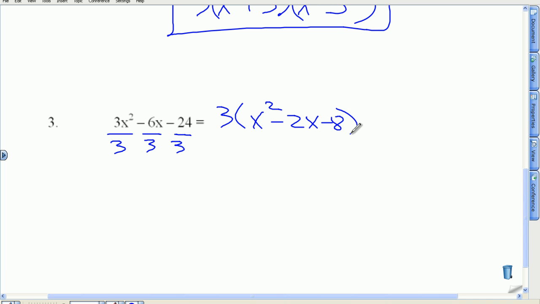Okay? So I got a trinomial here. I'm going to factor by grouping. So off on the side, I want factors of negative 8 that add to be negative 2. So let's see. Negative 4 times positive 2 is negative 8. Negative 4 plus positive 2 is negative 2. So I'm going to do this factoring by grouping that we've been doing for a while here. However, I'm going to keep that 3 out in front of the whole thing.